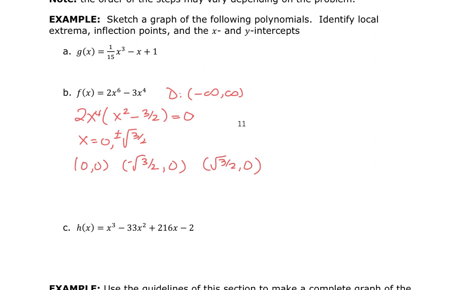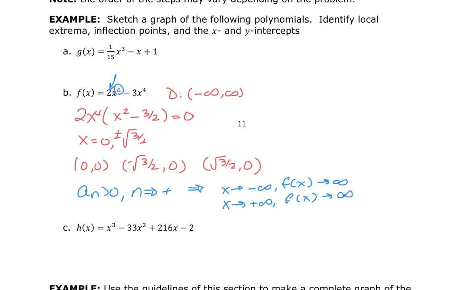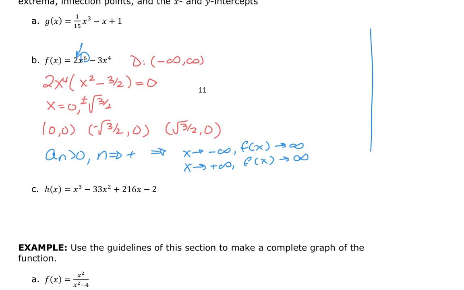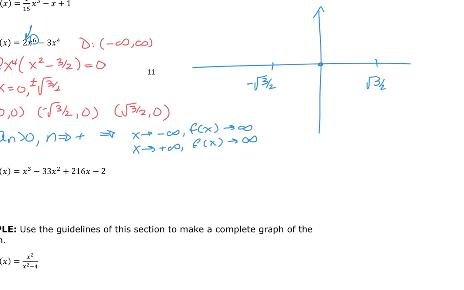I'd also talk about the behavior of the graph. My leading coefficient is 2. My power is 6, so my a sub n is greater than 0 and my degree is positive. These two combined tell me that as x goes to negative infinity, my function goes up, and as x goes to positive infinity, my function also goes up. Okay, so now I've got some information. It's not going to be drawn to scale, but the x-intercepts are at negative square root of 3 over 2, 0, and square root of 3 over 2, 0. I know my behavior is here, and I know my behavior is here.